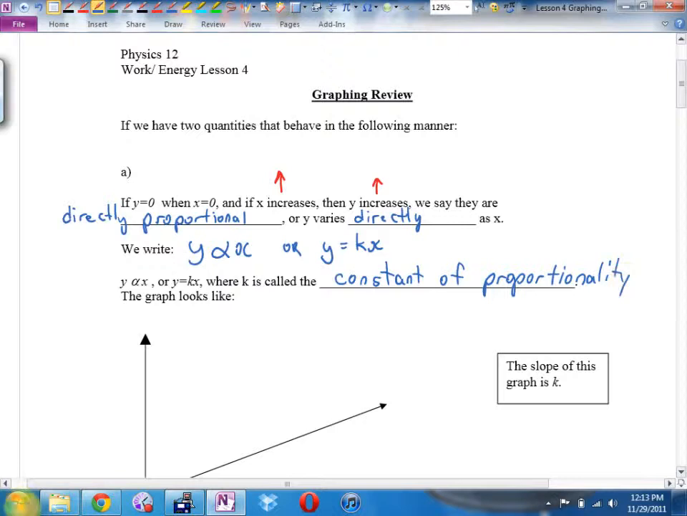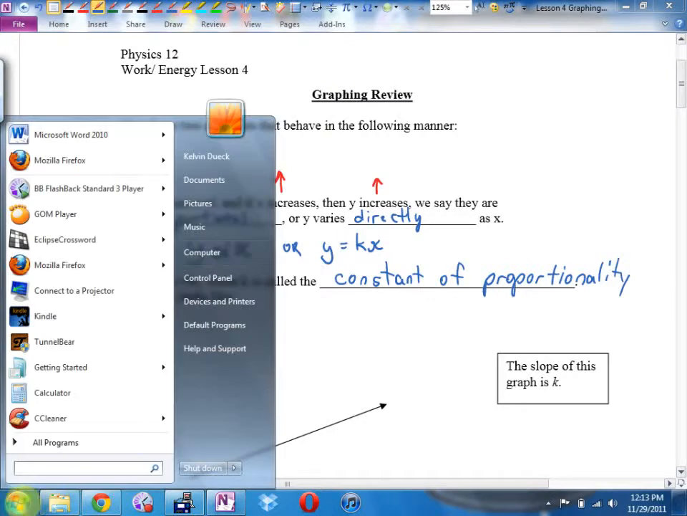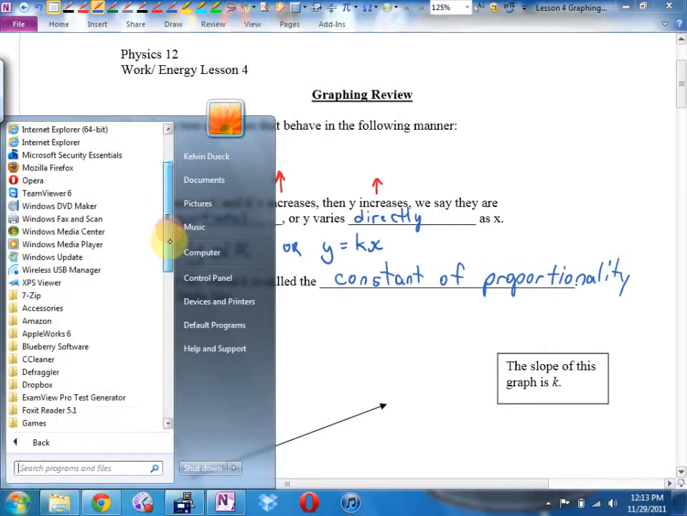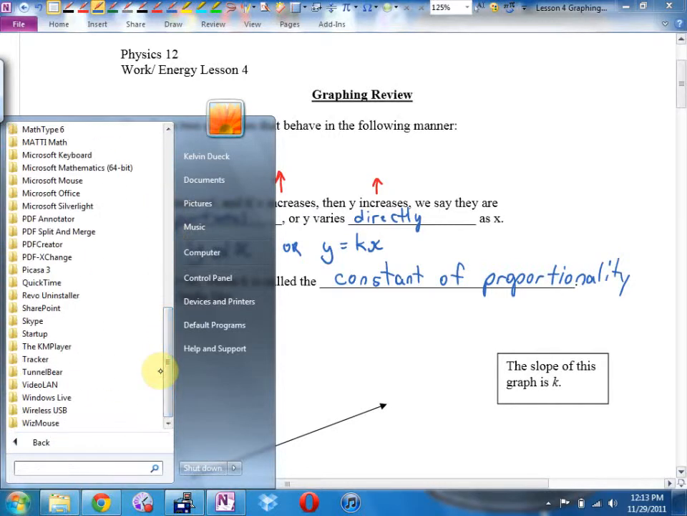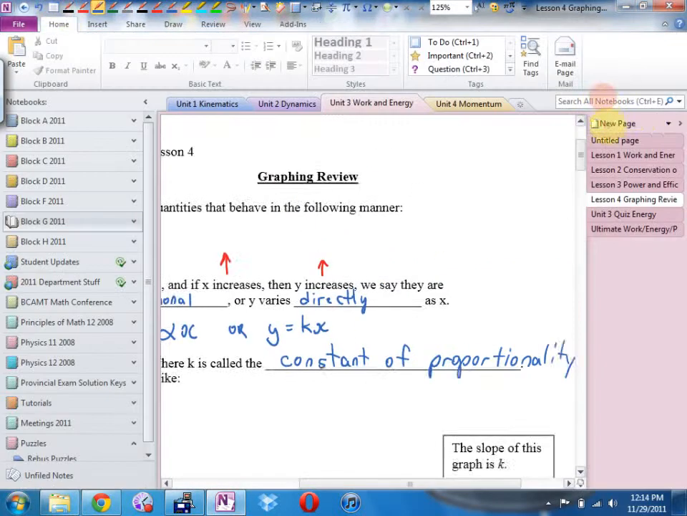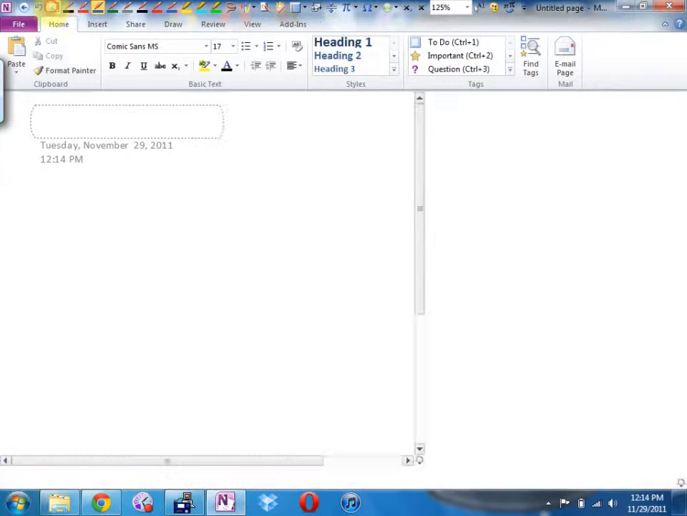I keep forgetting to do that, Mr. Dueck. Maybe I put it here, did I? No. Note to self. Okay, I'll just do it this way. New page. And heck, let's even put some graph paper in the background. Here, graph paper.